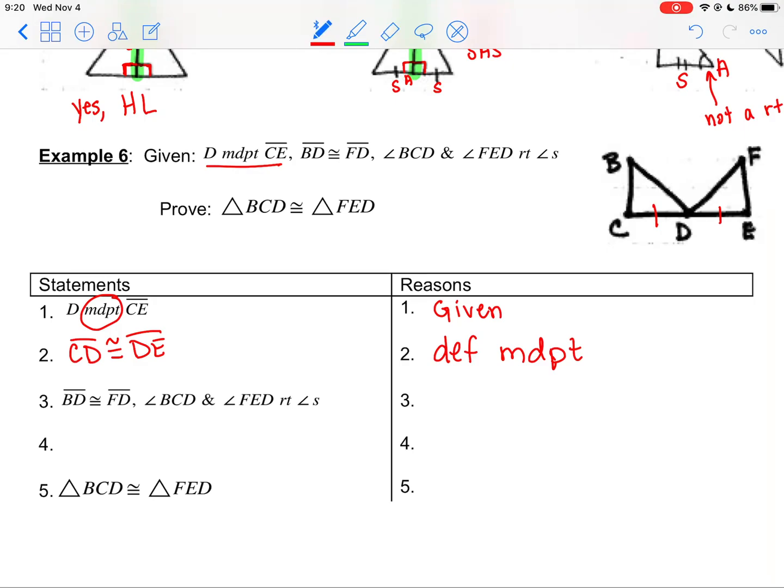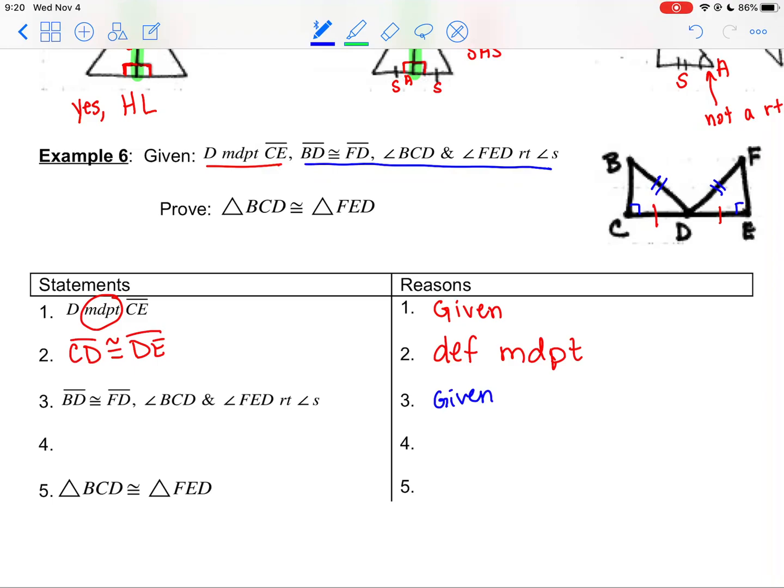All right, here I'm introducing my next given, and it puts both of these together. So side BD is congruent to side FD. So BD is congruent to FD. And it says that BCD and FED are right angles. So those were both givens.